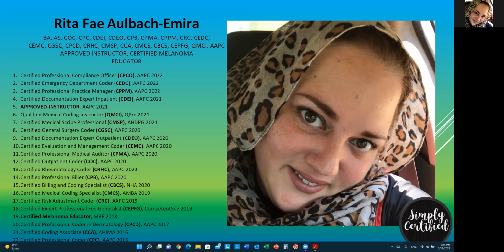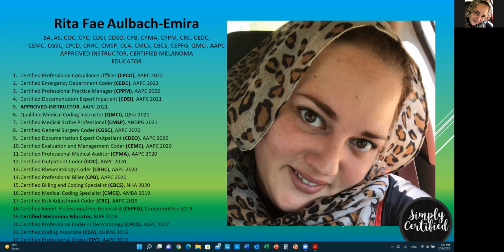I'm so glad they shortened the exams to 100 questions because that one, it had a lot of big cases in it. I'm also a certified rheumatology coder, CRHC. I really have a passion for rheumatology and dermatology. I honed in on my billing for a while, so I have three right here, like back to back.